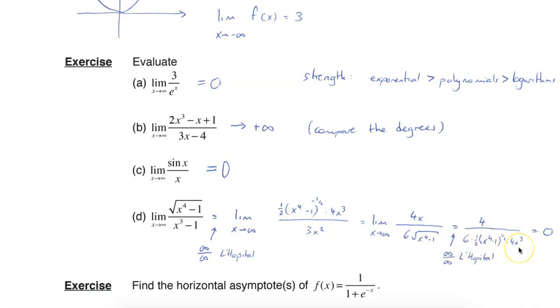And as you do, you finally get to a point where you can plug in, well, you can think about what happens. It's 4 over a huge number, so the limit is going to be 0. I did forget to write limit here. You should never forget to write limit in every step.